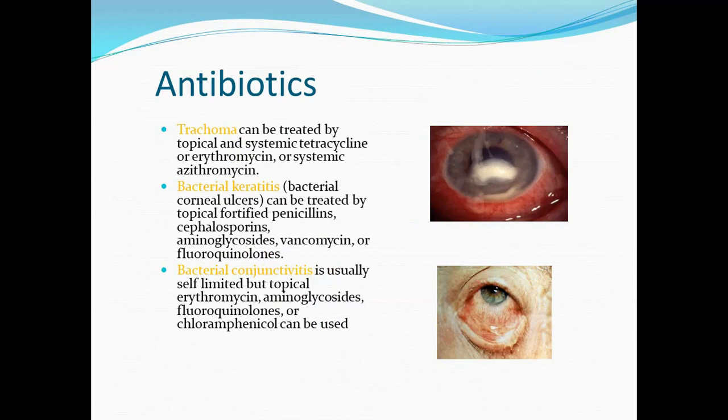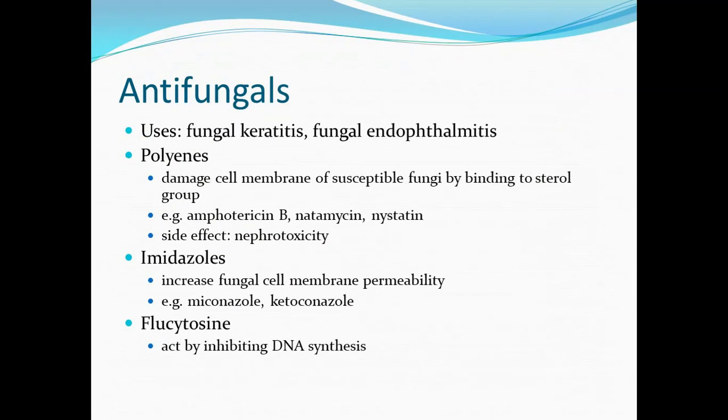They are also used in trachoma. The drugs which are used are topical and systemic tetracycline, erythromycin or azithromycin. Corneal ulcers are also treated by using fortified penicillins, cephalosporins, aminoglycosides, vancomycin, and fluoroquinolones. Conjunctivitis is usually said to be self-limiting, but we can also use fluoroquinolones or chloramphenicol in those cases. So these are the wide variety of indications of antibiotics.